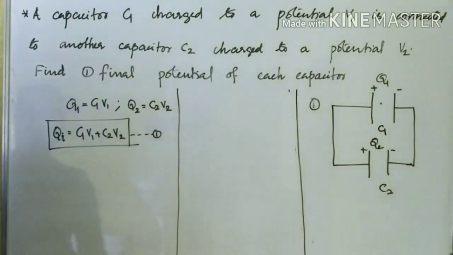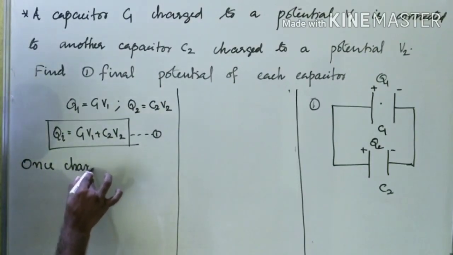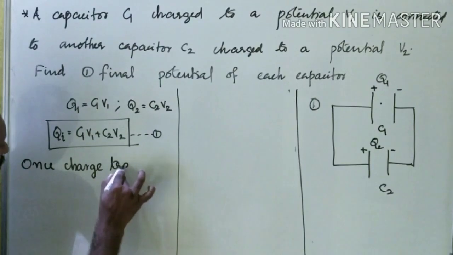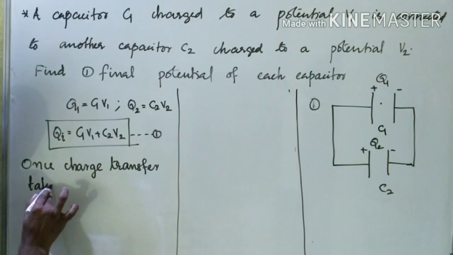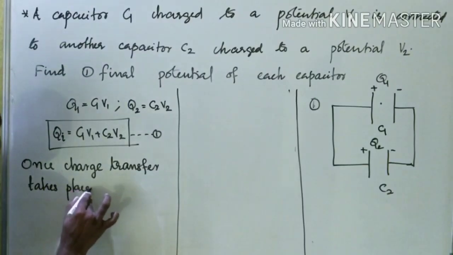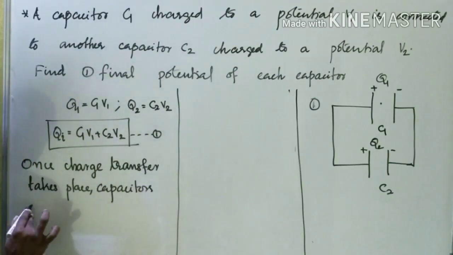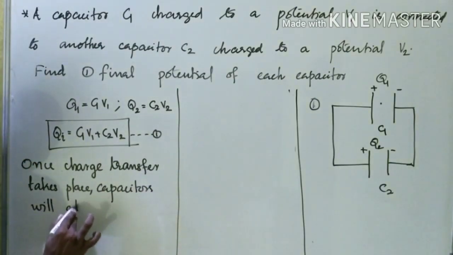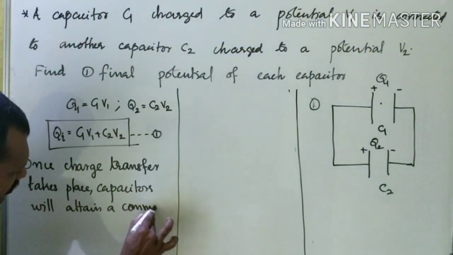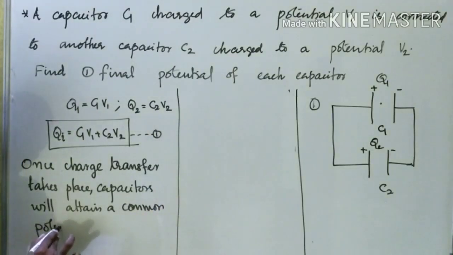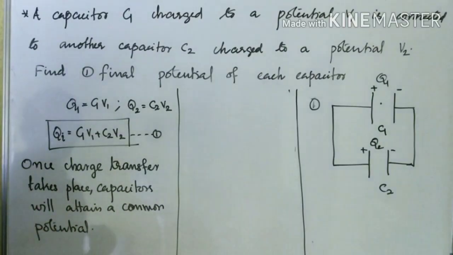This is Qi. Now finally, once charge transfer takes place, capacitors will attain a common potential, right? Capacitors will attain a common potential, and at that point the charge flow will stop.